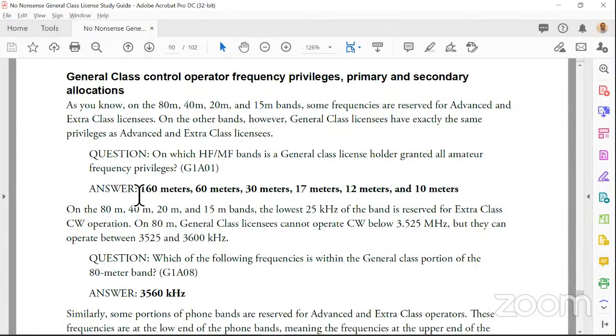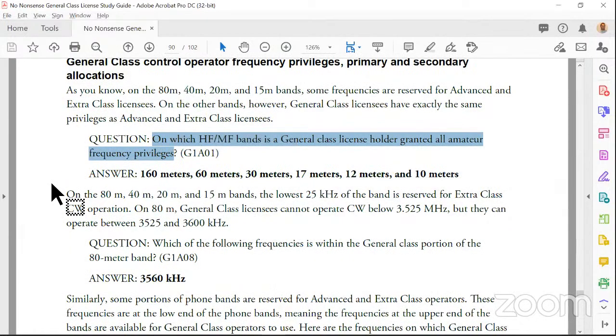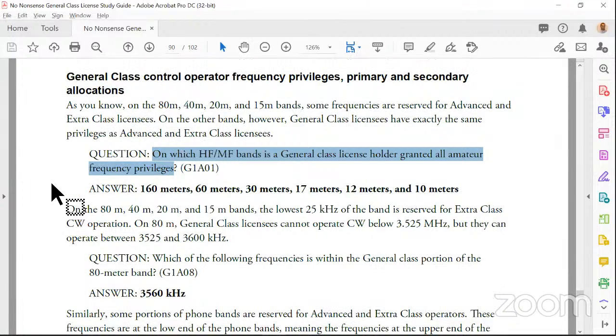Again, lead, very dangerous. All right, very nice, but has some hazards associated with it. Okay, it's a hazardous substance. All right, so next question in the question pool. On which HF, high frequency, or MF, medium frequency, bands is a general class license holder granted all amateur frequency privileges? So let's dissect this question.